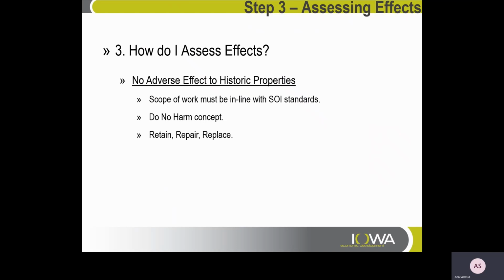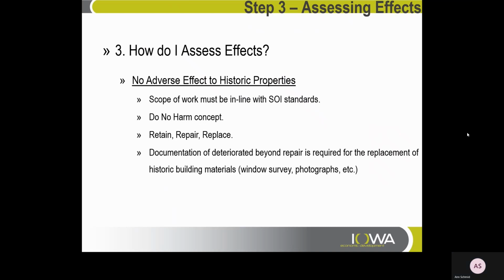I like to use retain, repair, and replace as the way to look at historic building material. You want to retain as much original fabric as possible. Where you cannot fully retain, or if something is broken or deteriorated, you want to repair it in kind. Perhaps you replace a component of it. Perhaps you replace a piece of glass and not the whole window frame. And then ultimately replace would be your last choice. In order to replace, you need to document that things are deteriorated beyond repair, and beyond repair is required for the replacement of historic building materials.